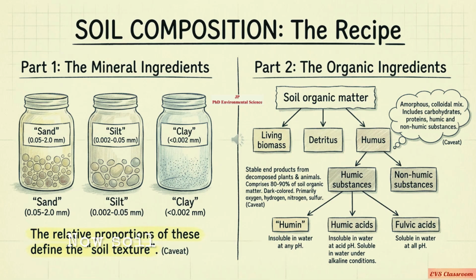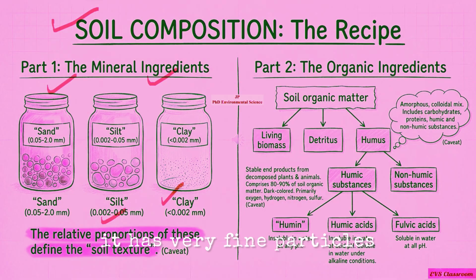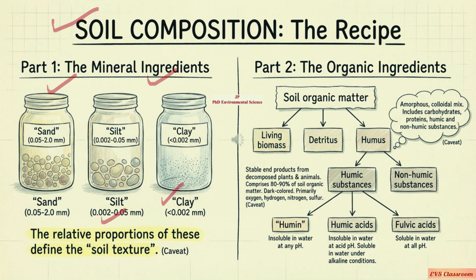Soil composition. Now, soil is compared to a recipe because it is made by mixing different ingredients in specific proportions. Part 1, the mineral ingredients. Sand, 0.05 to 2 mm. It has larger particles, good drainage capacity, poor nutrient holding capacity. Silt has medium particles, smooth texture, moderate water retention. Clay, less than 0.002 mm, has very fine particles, high water and nutrient holding capacity, poor aeration. The relative proportion of these defines the soil texture.